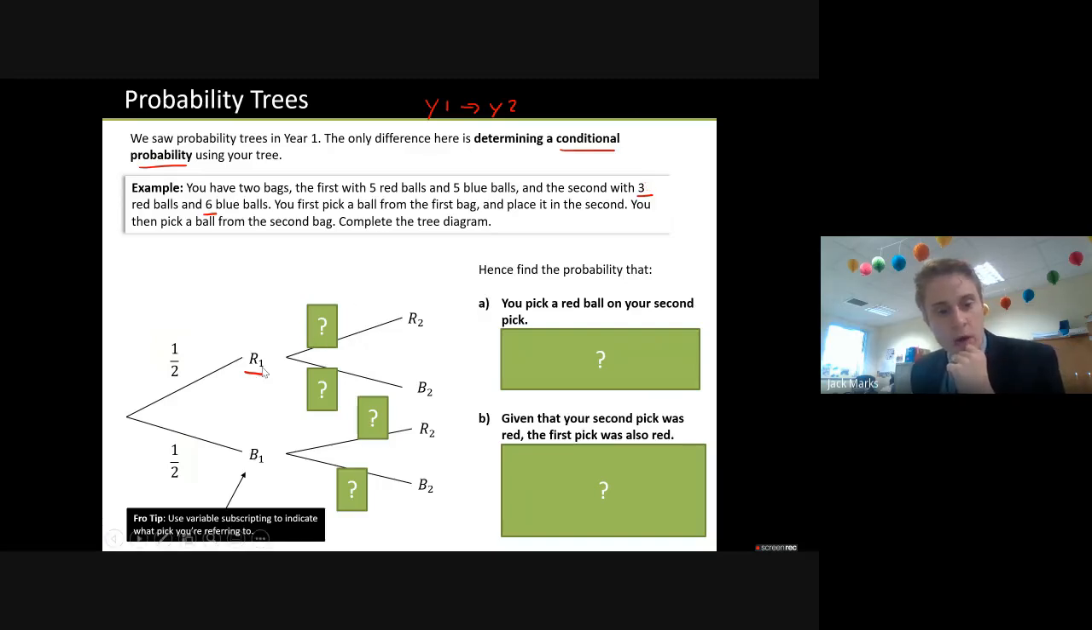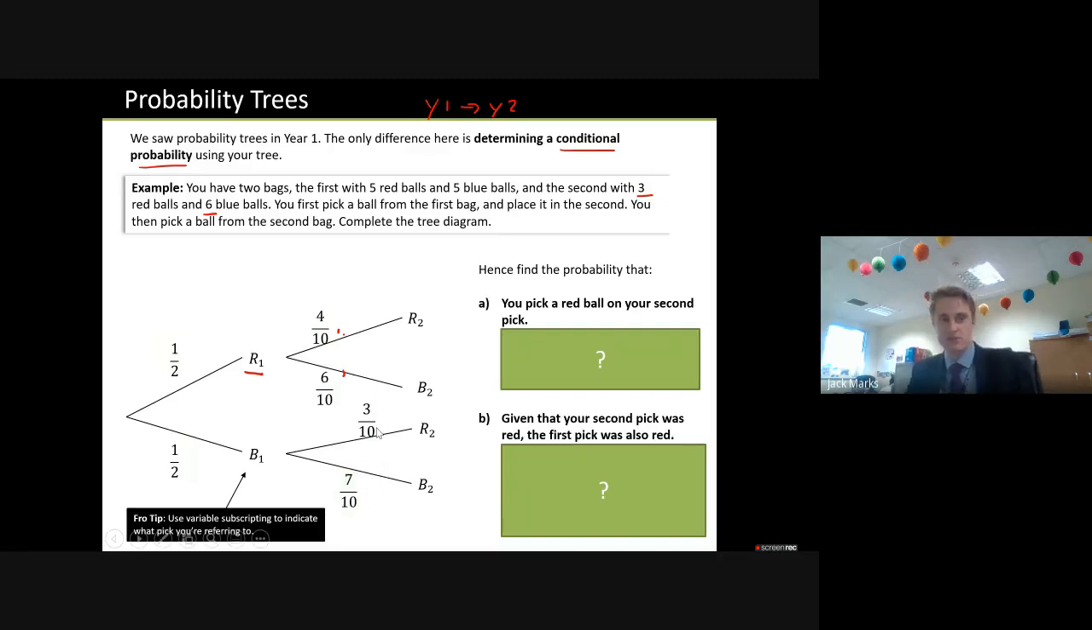So if you pick a red one, it increases the probability that you pick a red one again, 4 out of 10. The first time around, you pick a red one, you put it in. So there's 4 red, 6 blue. Or if you prefer, you can use the fact that these should add up to 1 to answer the question. Okay. So if you pick a blue one, and then you put it into the second one, the second one will still only have 3 red, but then this will increase to 7. So you're talking about 3 out of 10, and then 7 out of 10. So hopefully that makes sense.